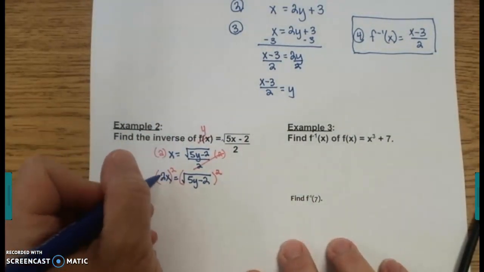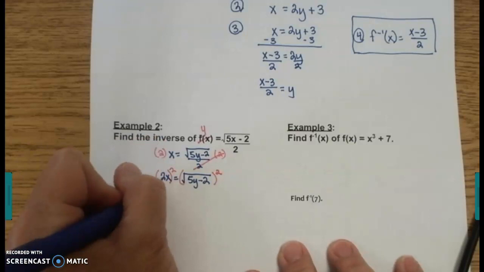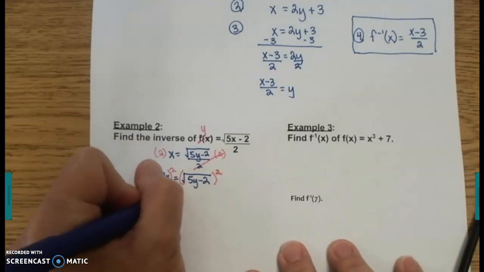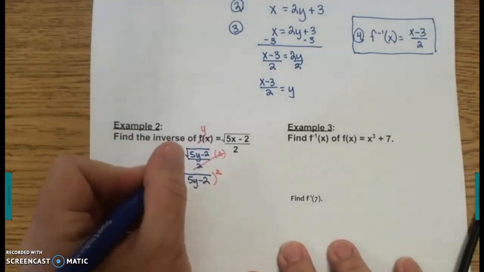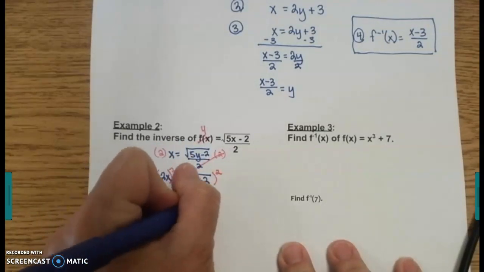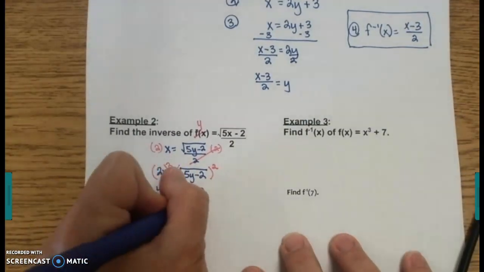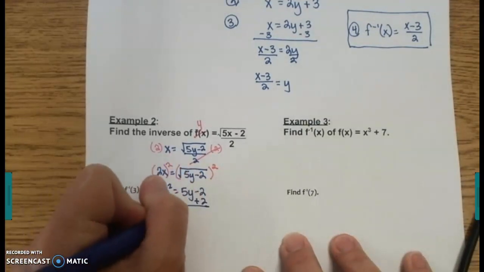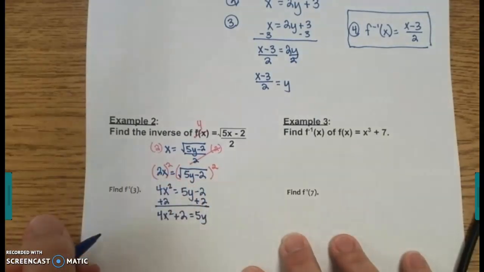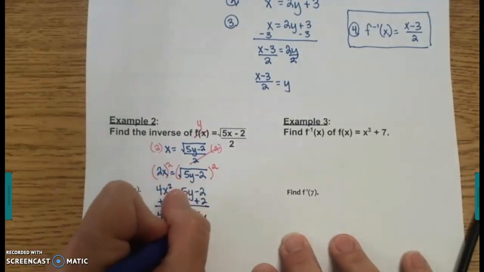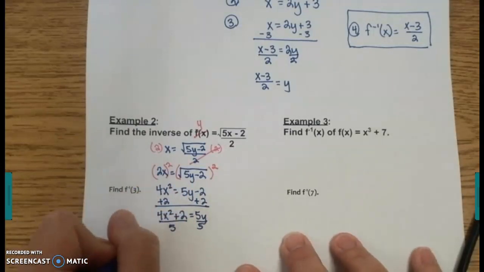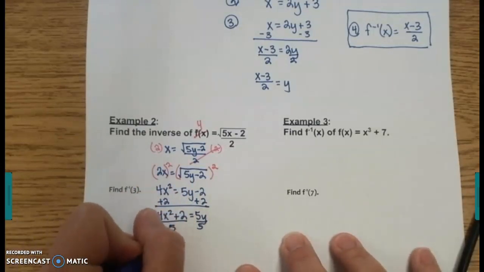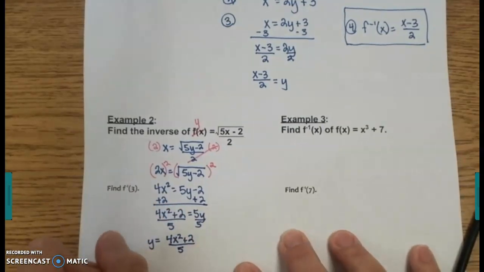Because this is in parentheses, you need to square everything. So 2 squared is 4, and then x squared. Squaring cancels out the square root, so we're left with 5y minus 2. We would add 2. So you have 4x squared plus 2 equals 5y. You're going to divide by 5. So you have y equals 4x squared plus 2 over 5. Don't forget that last step is to use your function notation.